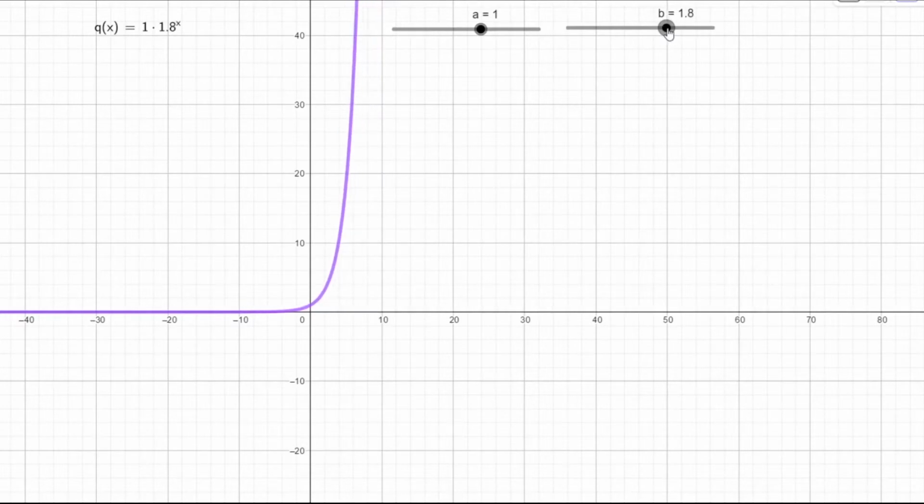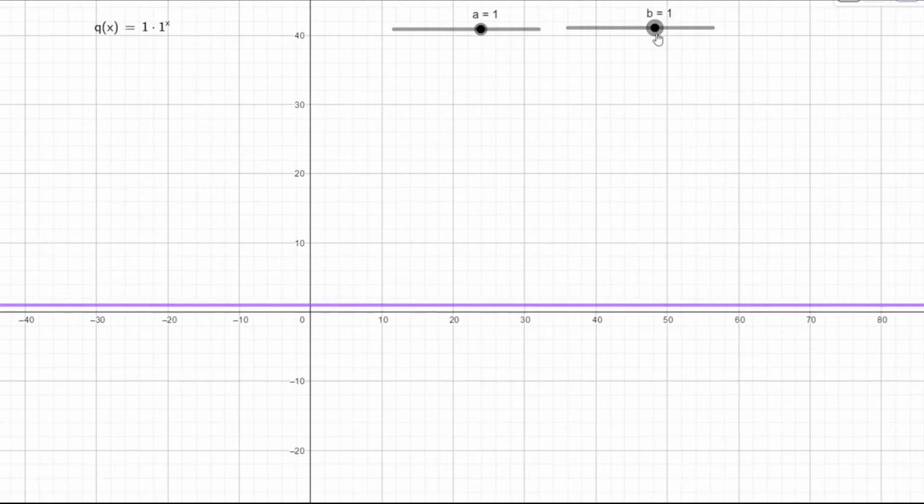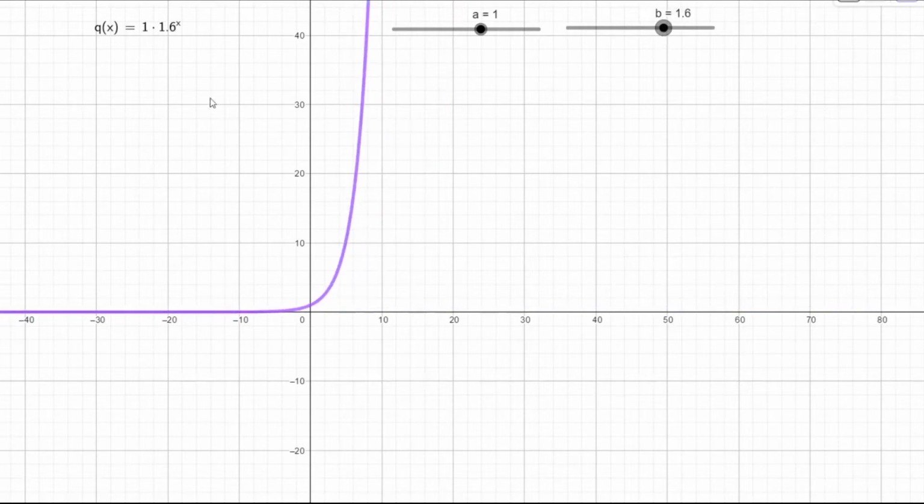It becomes, as it grows, steeper and steeper as well. And then as it goes close to 1, it's becoming wider, right? But note that when b is greater than 1, it grows exponentially on your right hand side, and that is on the positive x-axis.